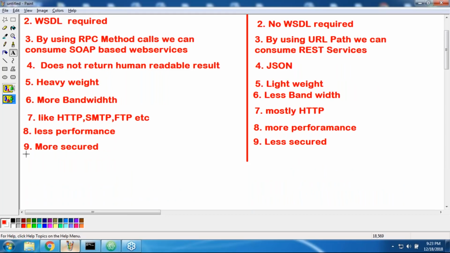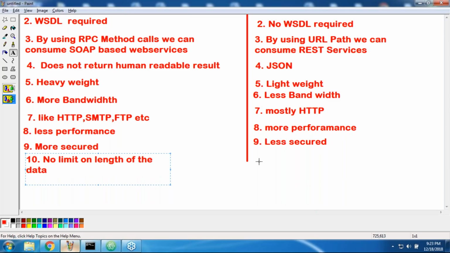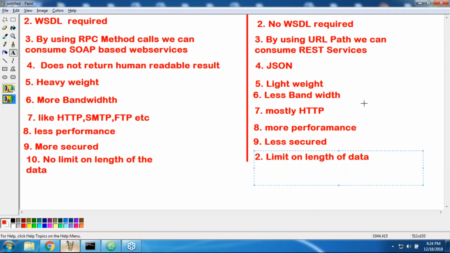Next, one more thing, sir, I require to cross check. Here there is no limit on the length of the data. Okay, I require to cross check this point anyway, right? Now here there is a limit on the length of data. Correct. I hope it is going to be acceptable. The reason is that by using the HTTP protocol only, we require to send the data. Obviously at the end there should be some limit. But by using XML, a special format is used to transfer data. That's why maybe there may not be any limit on the length of the data.